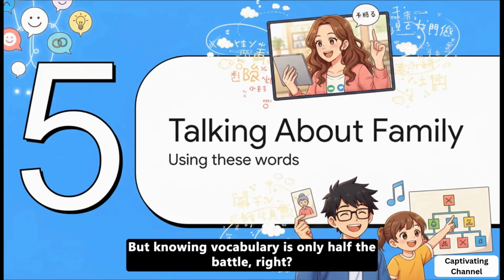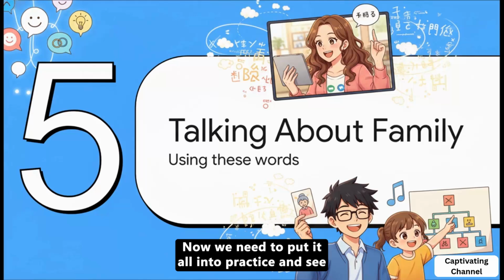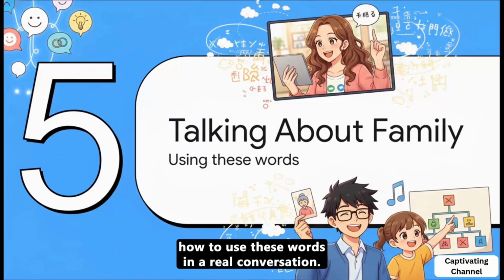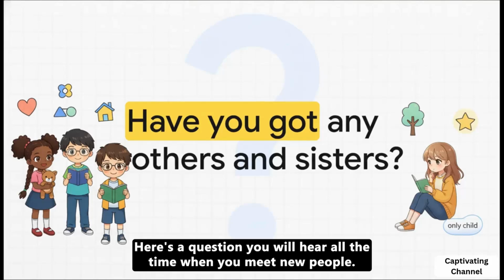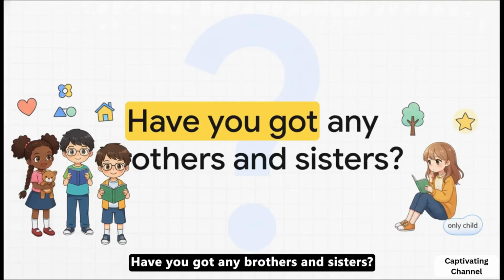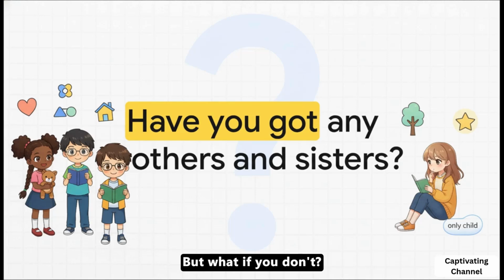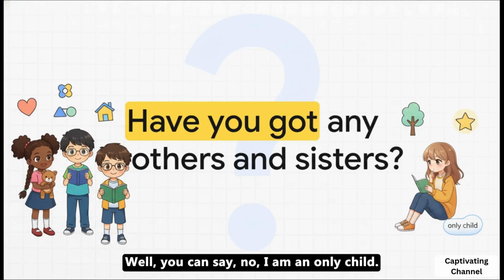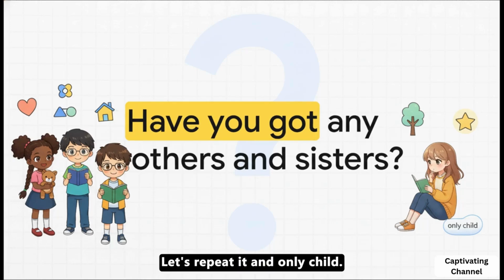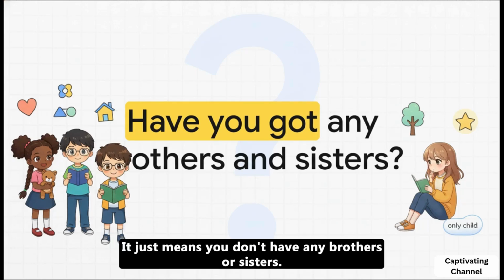We have learned a lot of new words. But knowing vocabulary is only half the battle, right? Now we need to put it all into practice and see how to use these words in a real conversation. Here's a question you will hear all the time when you meet new people. Have you got any brothers and sisters? You could answer, yes, I have 1 brother and 2 sisters. But what if you don't? Well, you can say, no, I am an only child. That's a great phrase to know. Let's repeat it, an only child. It just means you don't have any brothers or sisters.